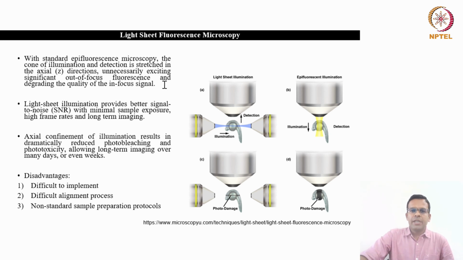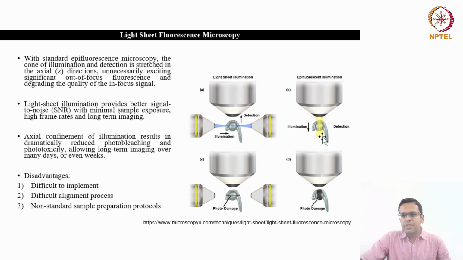So here's some more details about the light sheet fluorescence microscopy. With standard epifluorescence microscopy, the cone of illumination and detection is stretched in the axial Z direction, unnecessarily exciting significant out of focus fluorescence and degrading the quality of in focus signal. So here you can see the comparison. Left side is the light sheet illumination and right side is the epifluorescence illumination.